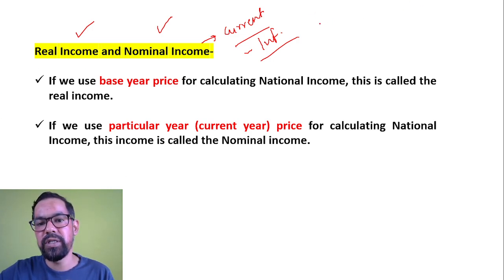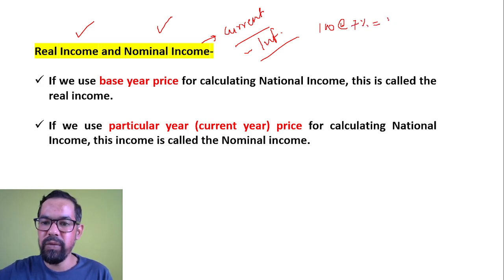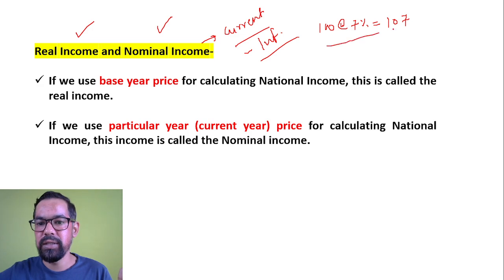Let's say you invested 100 rupees at the rate of 7% per annum for a year. So after 1 year, your money grows to 107 rupees. This is the basic concept. This 107, or 7 rupees, is your nominal income.